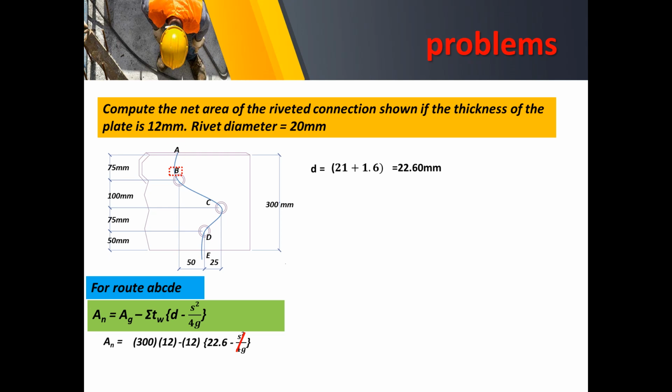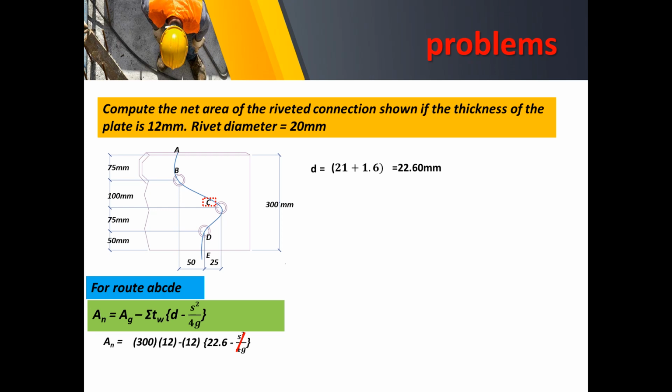because it came from your A, so there is no pitch yet from B to A. And then next we proceed to the next bolt. Next to B is C. So here at C, you can see that B is having a pitch of 50 plus 25, and a gauge distance of 100. So replace that one, multiplied by your thickness, 12 millimeters.